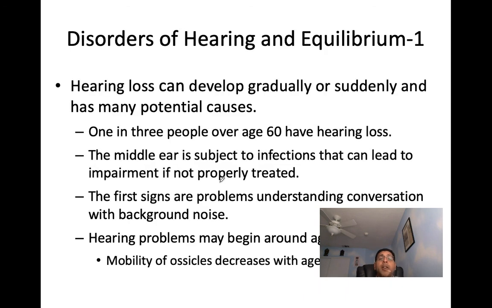Now let's talk disorders of hearing and equilibrium. Hearing loss can develop gradually or suddenly and has many potential causes. 1 in 3 people over the age of 60 have hearing loss. The middle ear is subject to infections that can lead to impairment if not properly treated. So it's very important. The first signs are problems understanding conversations with background noise. Hearing problems may begin around the age of 20. The mobility of the ossicles also is going to decrease as we begin to age.